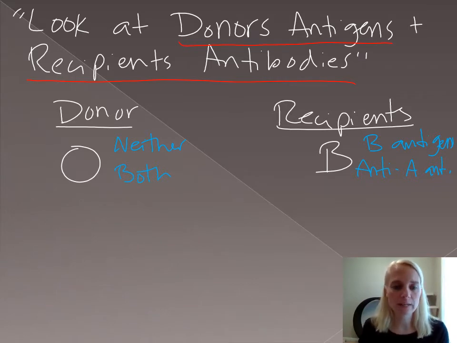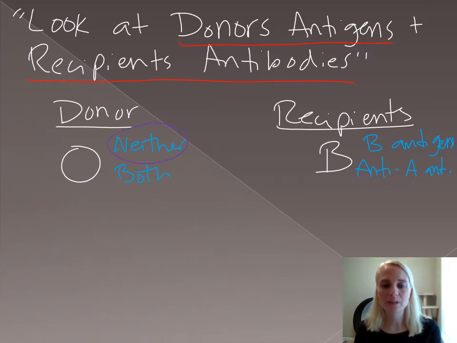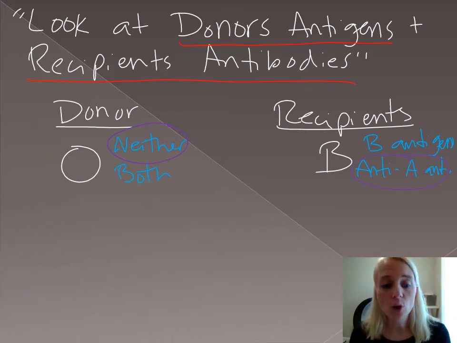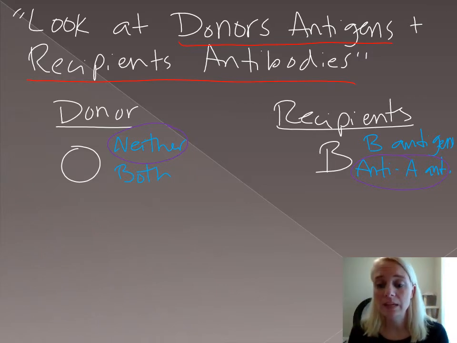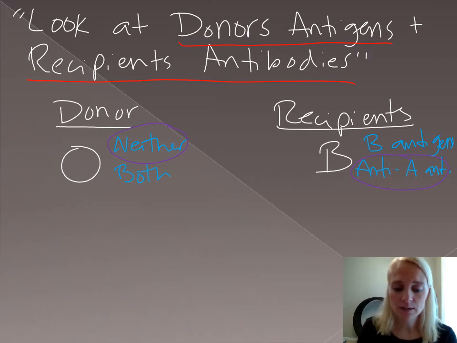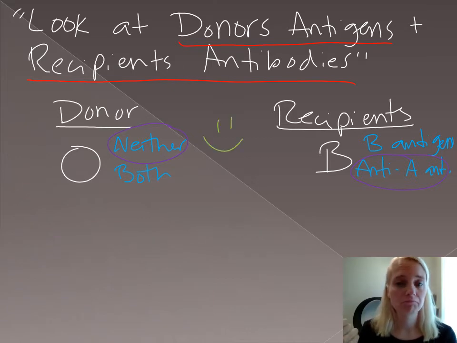Look at the donor's antigens. Okay, so I'll circle that, and the recipient's antibodies. Okay, so I'll circle that. So if you're a donor of O type, you have no antigens on your surface. If the recipient is B, it's going to have anti-A antibodies. So anti-A antibodies can't recognize any O blood type, so that's okay. That's totally fine.